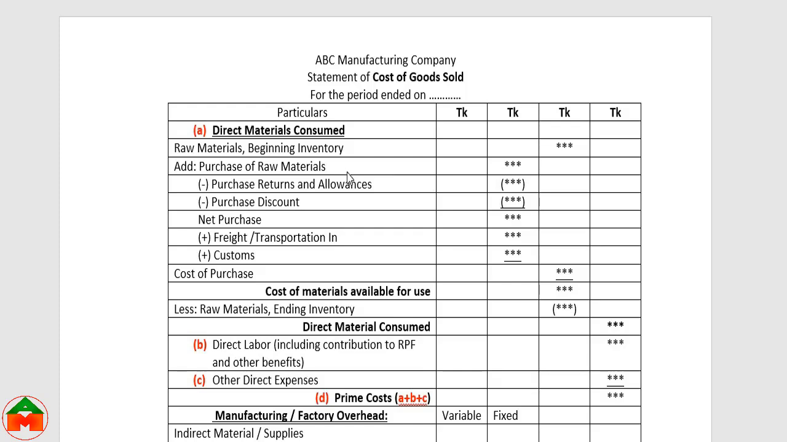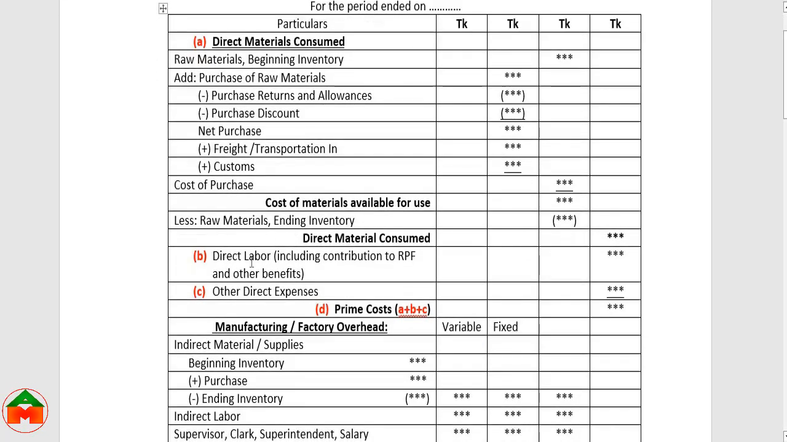You can see at the initial stage you have to show the material, then you have to show the labor and direct expenses to get the prime cost. That means prime cost has three elements. We can see direct material, direct labor and other direct expenses.